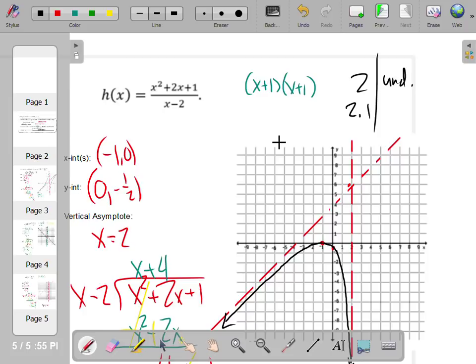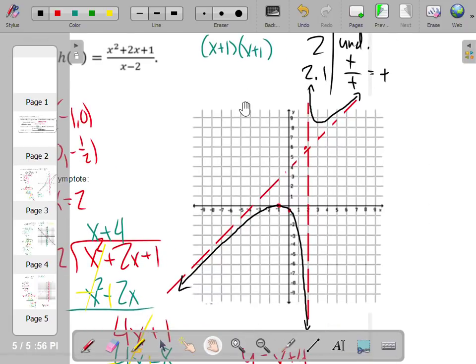If I try 2.1, 2.1 plus 1 is positive, and again it's positive, so we get a positive in the numerator, and 2.1 minus 2 is also positive. So the end behavior here is going to be positive, it's going to be up here like this. If it's up here, it's got to go up along the vertical asymptote, and then it's going to go out like that. So I can get a sense of how this thing's going to look, knowing that it's a rational function and there are going to be 2 parts to it.